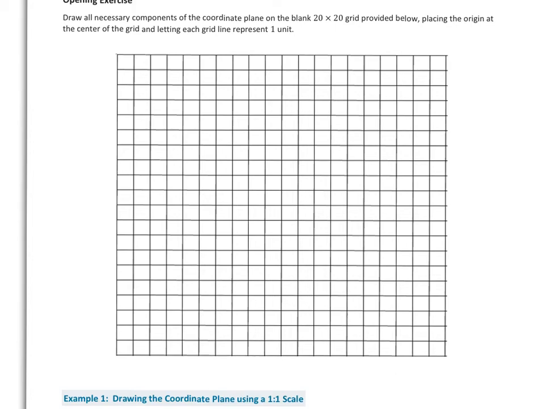All right there, sixth graders. We are going to learn about some coordinate planes today. We are going to be learning about graphs and all the things that make a good graph.